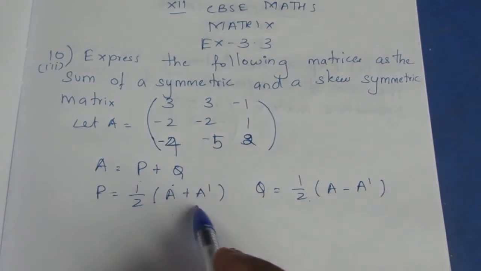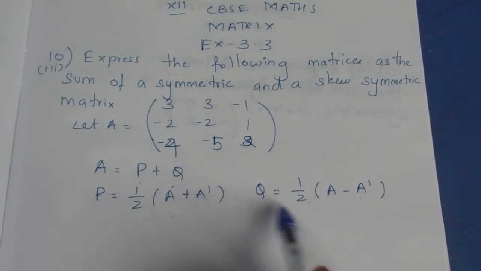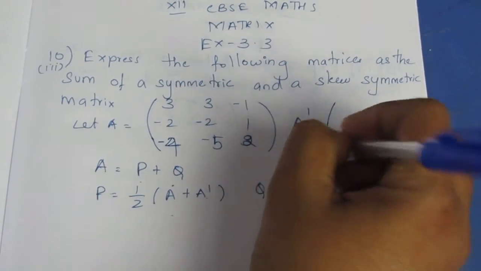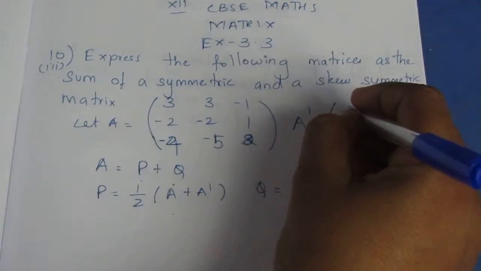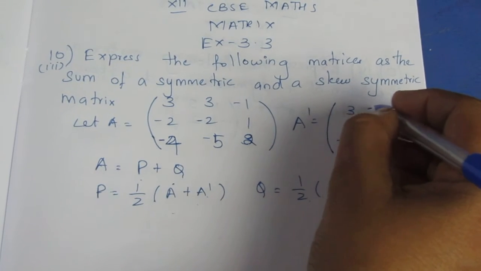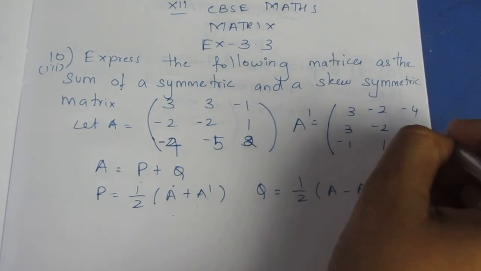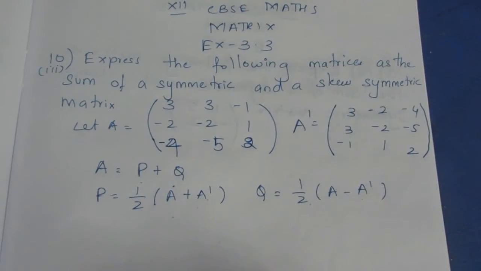Before that, in both the cases there is a transpose. So first let us find A transpose, only then we can easily substitute in this formula to find P and Q. Here A transpose is equal to, you know that it is changing the row to a column. So here first let me change the first row as a column. The same way here minus 2, 1, here minus 4, minus 5, 2. So we have found A transpose.